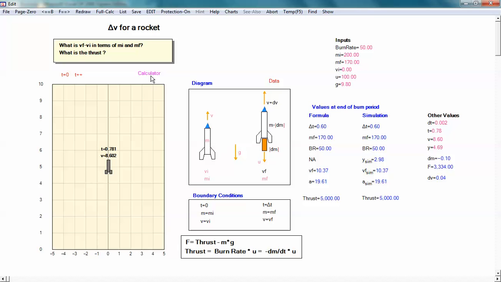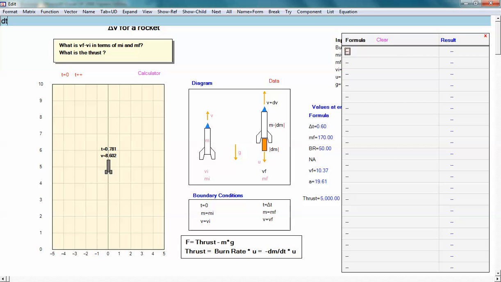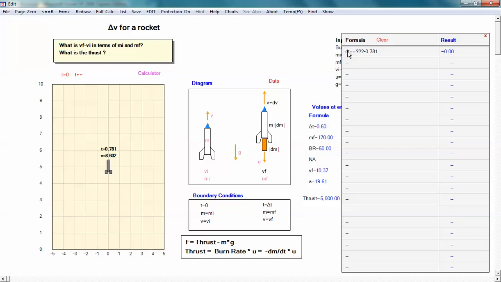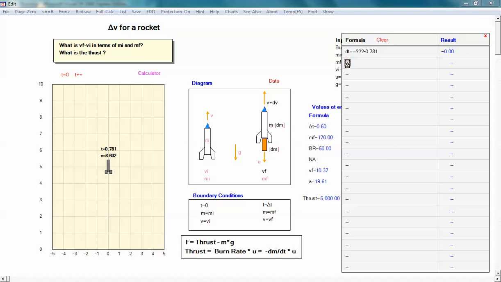Now what we're going to do is bring up our calculator, and we're going to calculate dt is equal to the finishing time, which I don't know yet, minus the beginning time. Well, the beginning time is 0.781, which I'm reading right off my simulation. Now, the change in velocity, dv, is equal to some final velocity minus the velocity that I'm reading right off my simulation, 8.602.